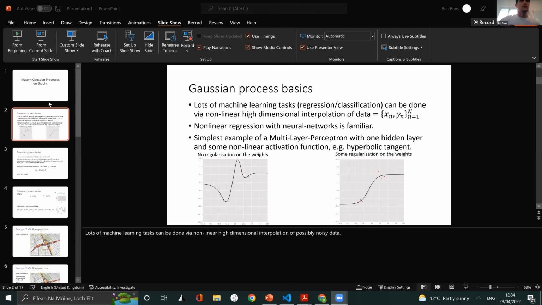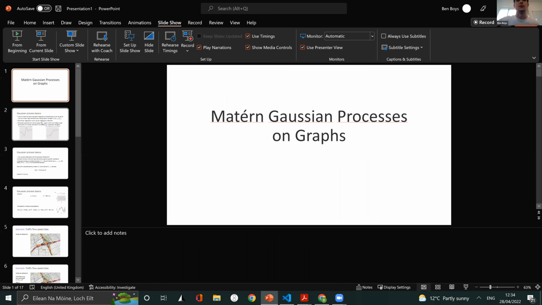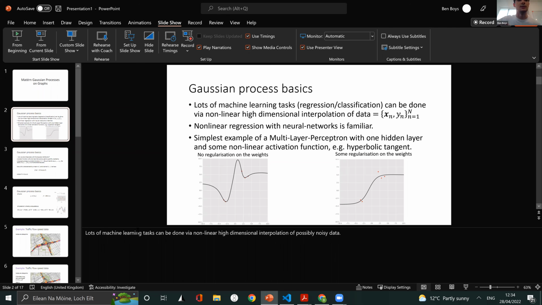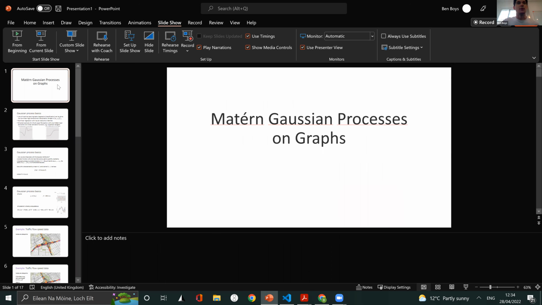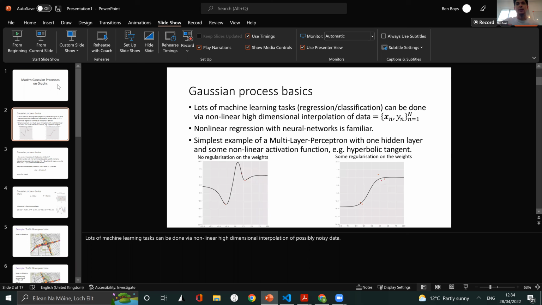Okay. So just to go over some basics on Gaussian processes and introduce some notation that would be useful to have in mind when talking about the rest of this paper. We're looking at Gaussian processes on graphs, but they're not usually defined on graphs. Usually you have data, which is real valued data.